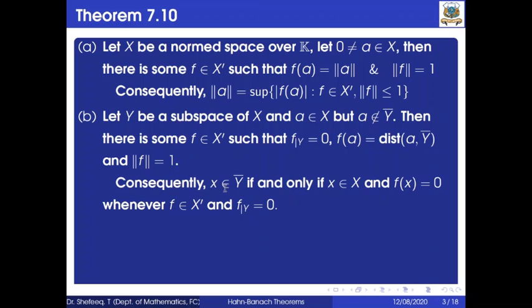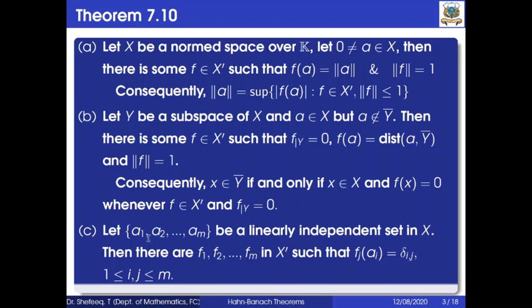Also, x belongs to the closure of Y if and only if x belongs to X and f(x) is equal to 0 whenever f belongs to X' and the restriction of f to Y equals 0. And the last part: let the set {a1, a2, ..., am} be a linearly independent set in X. Then there are f1, f2, ..., fm in X' such that fj(ai) = δij, where i, j vary from 1 to m.